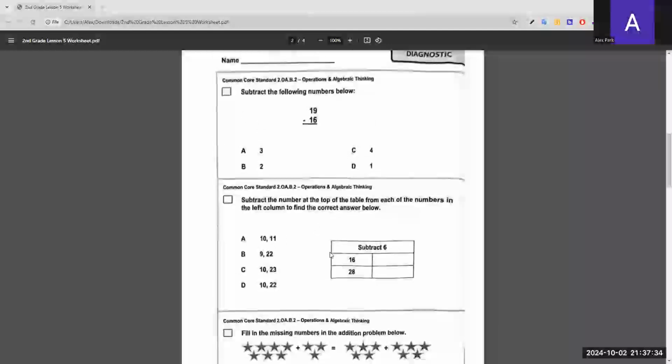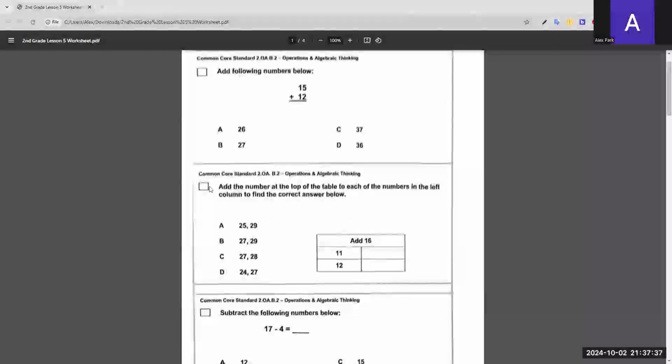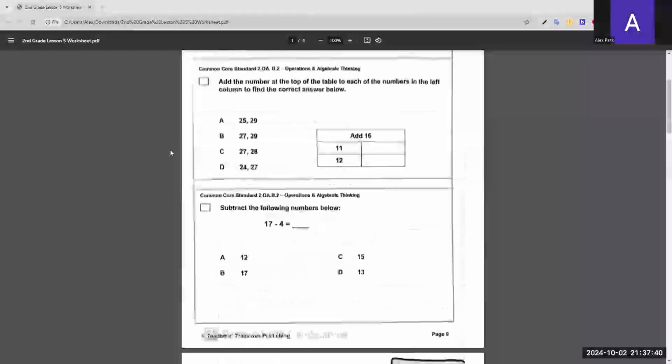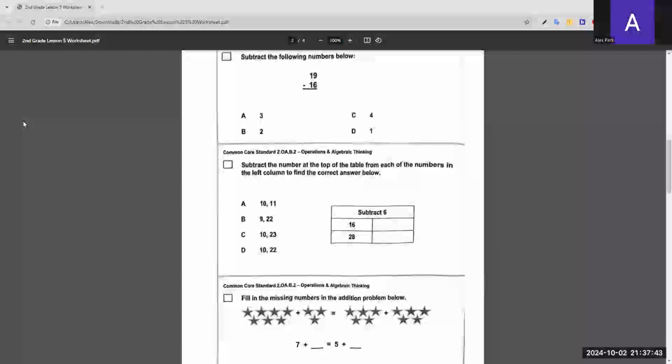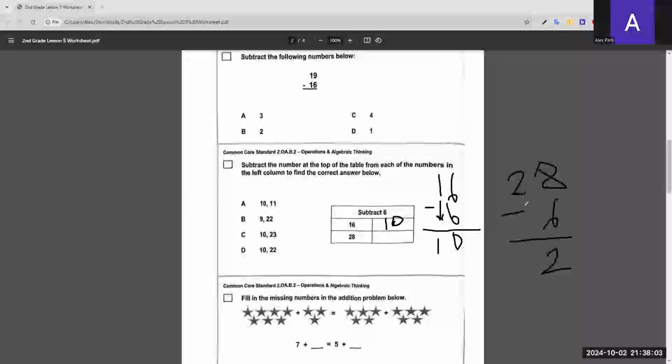Okay, so for this problem, it's the same thing as this problem, except instead of adding, we're subtracting. So we have to subtract 6 from 16. 16 minus 6. 6 minus 6 is 0. And then you bring down the 1. That would be 10. 28 minus 6. 8 minus 6 is 2. And you bring down the 2. That would be 22. So let's look at our answer choices for 10 and 22. That would be D.